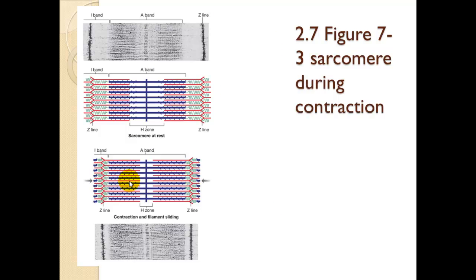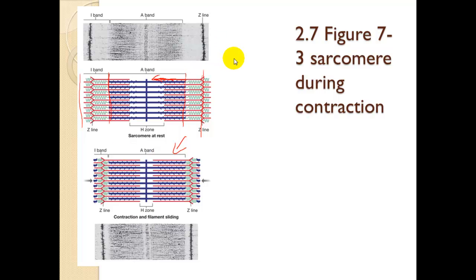This is an example, a sarcomere during contraction. Again, Z line, I band, and an A band, and the A band is going to have the thick filaments and thin filaments in it. And what will happen is these little myosin heads will grab and pull and move this thin filament this way. And what that does is that shortens the whole thing. And if we take a look down here at this area, this is a shortened version.